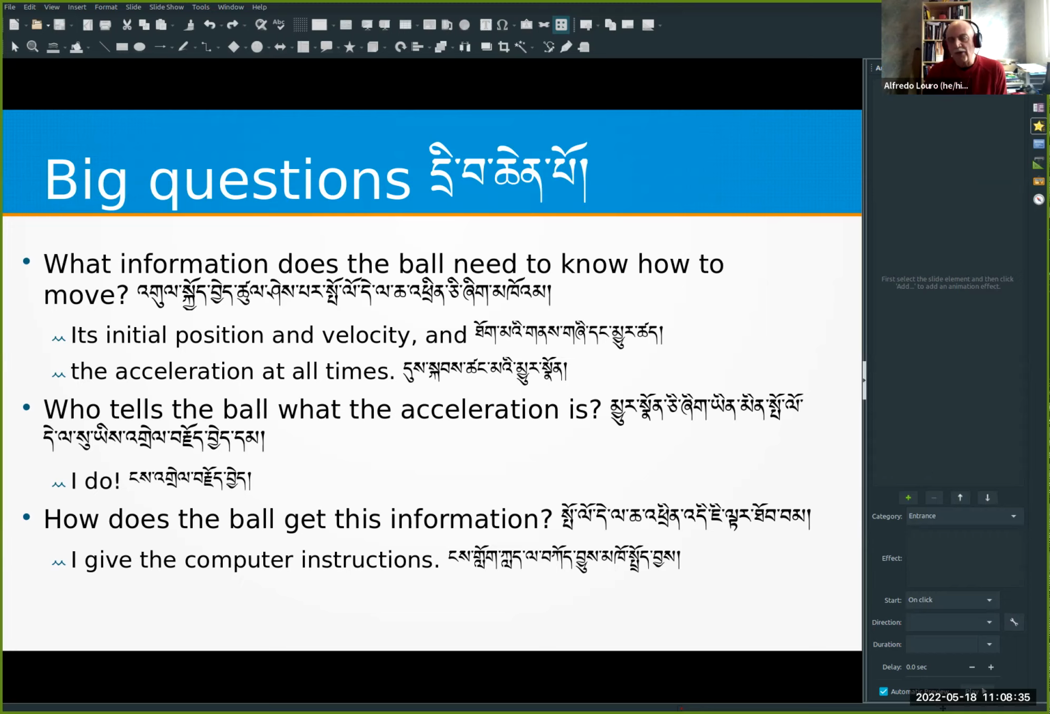And so now we come to the interesting situation where if we consider the real experiment in the real world, so we consider rolling an actual ball down an actual ramp, and we ask the same questions.